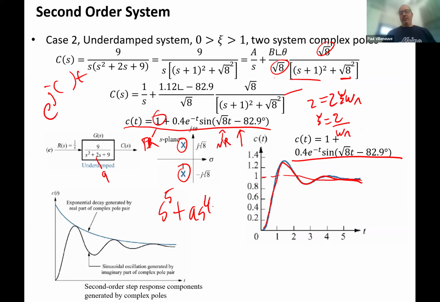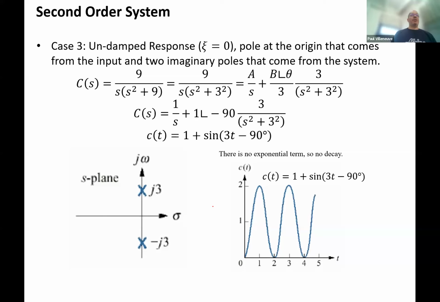So that's underdamped. Undamped is really a very unique case, and that tells me that zeta is equal to 0. What happened to my 2 zeta omega sub n s term? Goes away, which means zeta is going to equal 0, doesn't it? Because if zeta is the damping coefficient, and if it's an undamped system, that means the damping coefficient has to be gone as well. So when we do this, we don't have an s plus 1 or an s plus 2 quantity squared. We only have s squared plus 3 squared.